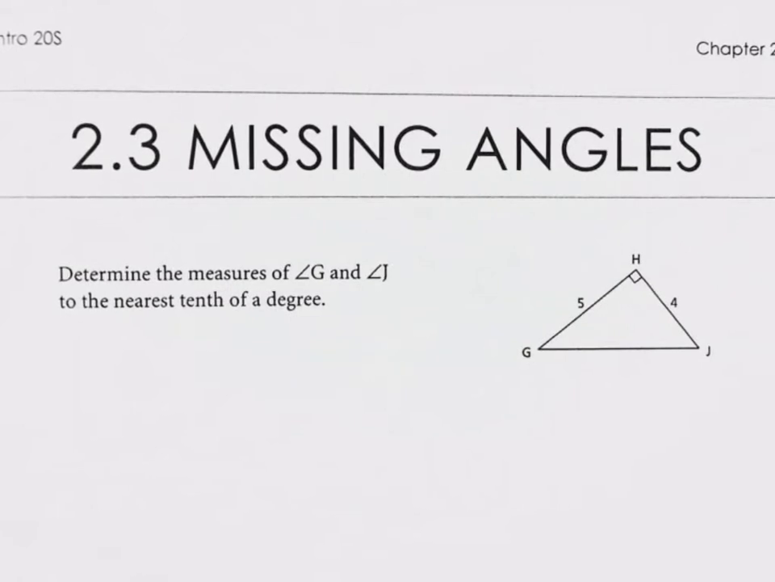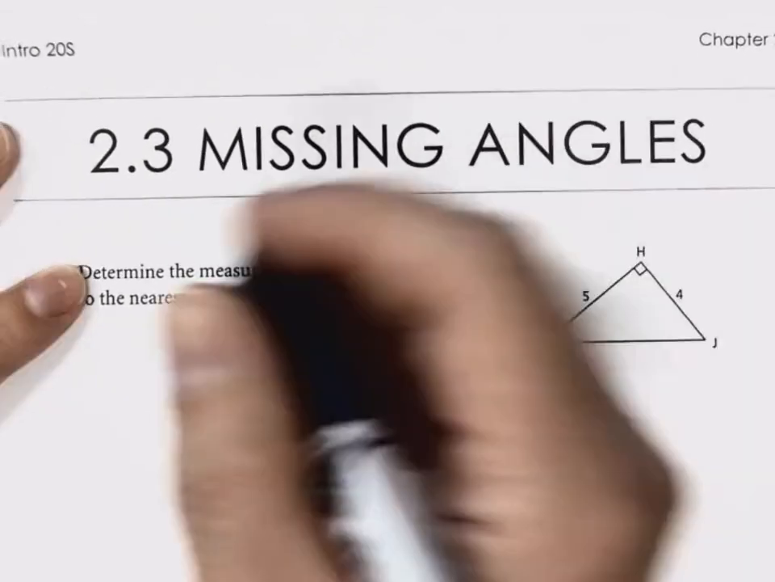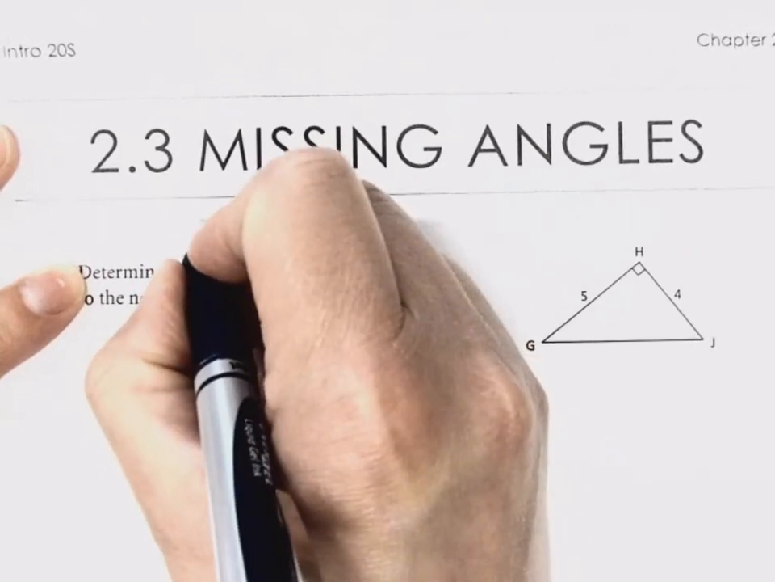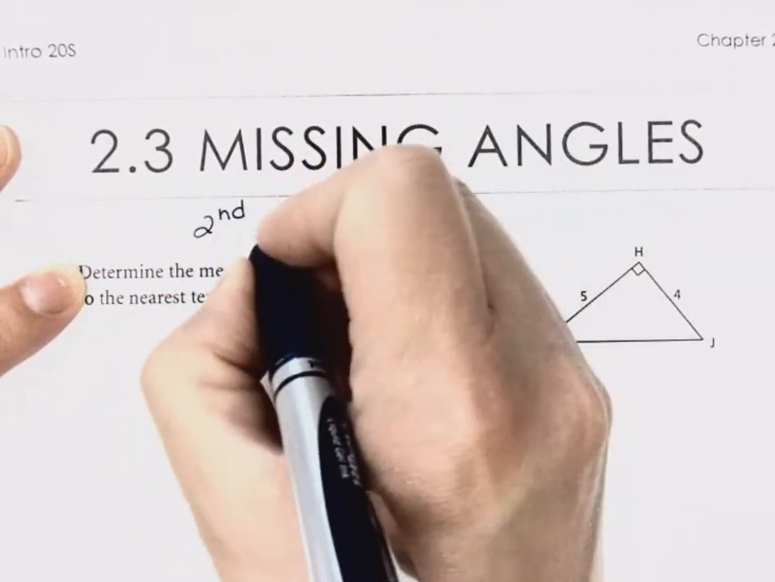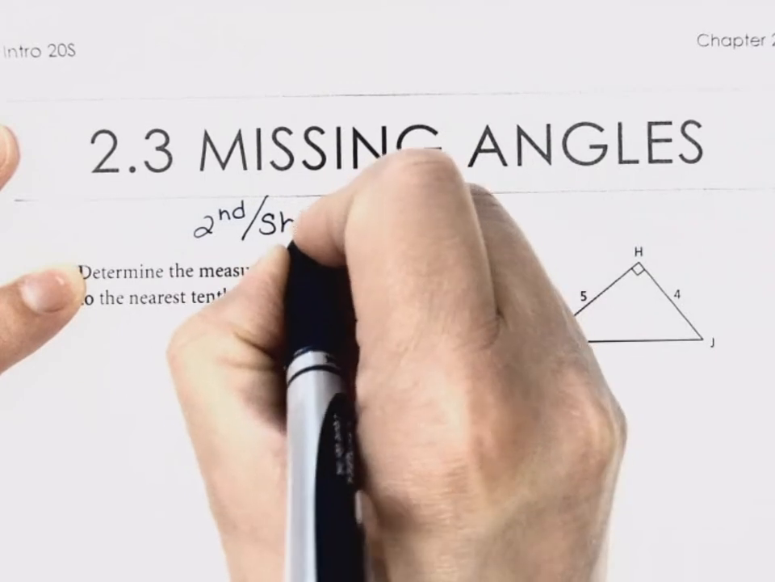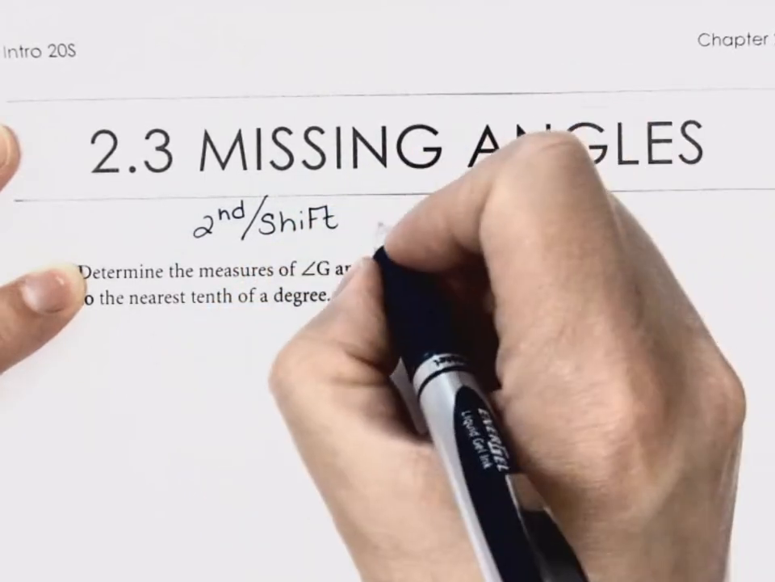All right, okay, so now we're gonna solve for missing angles. Yesterday we solved for missing sides. Today we're gonna solve for unknown angles. There's a couple of things that you are gonna learn along the way. When you're solving for an angle, you're gonna use your second function button or your shift button, depending on what your calculator has.